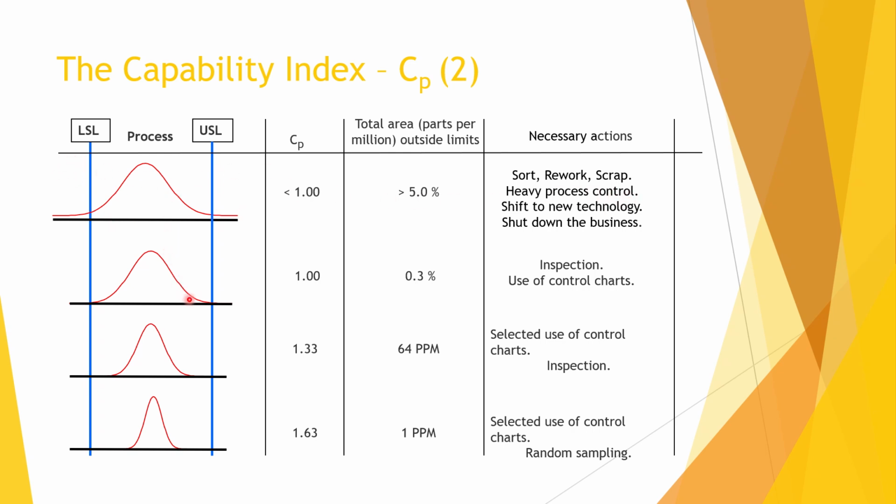But let's look at this one. It's getting a little better. When you have a CP equals 1, what does that mean? It means 0.3% of the total area is outside limits. So y'all, it's getting better. This was greater than 5%. Now we're down to 0.3%. What are the necessary actions if your capability analysis looks like this when you calculate the output? This means there's going to be a need for inspection and a use of control charts.